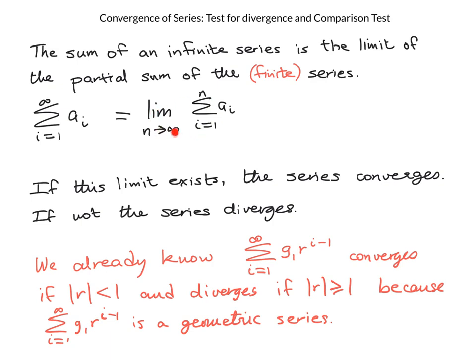We're never really going to have to do this. We're just going to stick with this, but this is technically what's going on. Now, if this limit exists, then the series is said to converge. If the limit does not exist, the series diverges. We're already familiar with one type of infinite series, the sum as i goes from 1 to infinity of g1 r to the i minus 1, which is a geometric series. It converges if the absolute value of r is less than 1 and diverges if the absolute value of r is greater than or equal to 1.